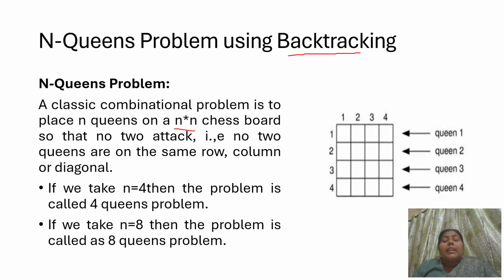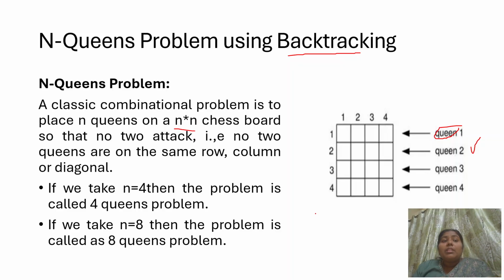If it is a 4 queens problem, n is equal to 4. Here I am showing a figure which demonstrates the 4 cross 4 chessboard. There are 4 rows and 4 columns. I want to place the first queen on the first row, the second queen on the second row, the third queen on the third row, and the fourth queen on the fourth row. Similarly, if n is equal to 8, that problem is called the 8 queens problem. In that, we have to place 8 queens at a time.